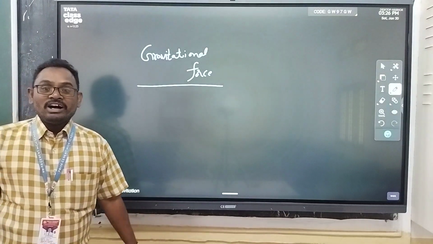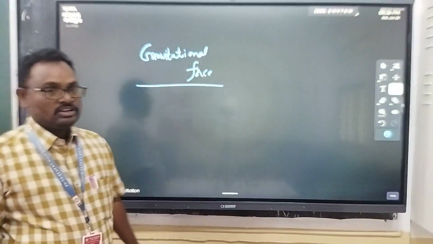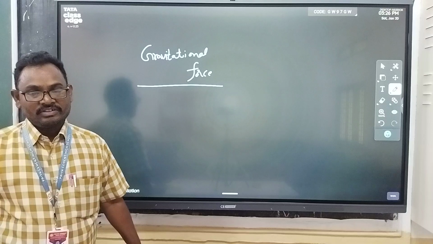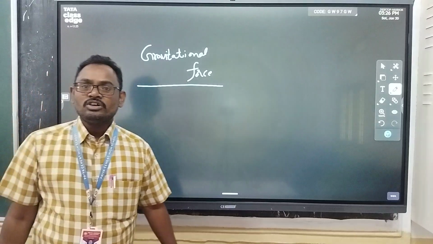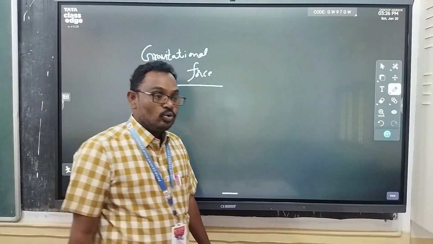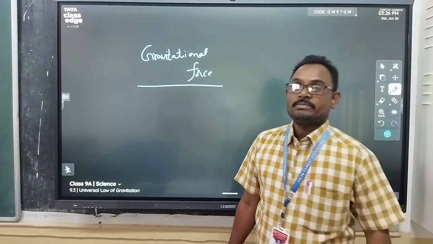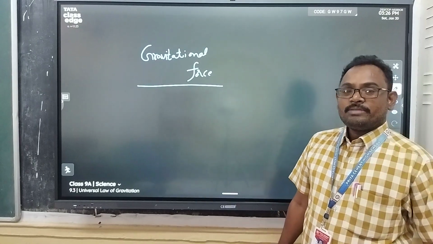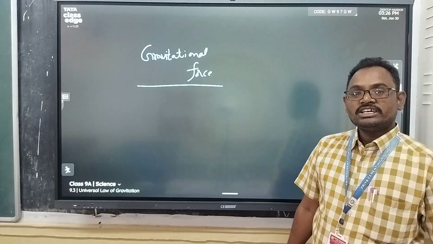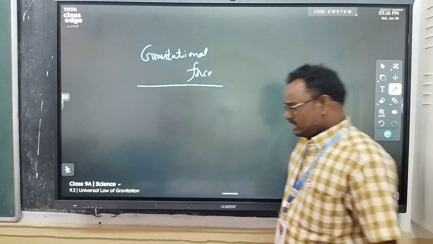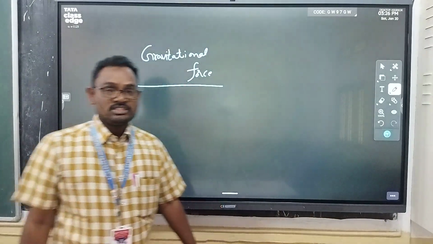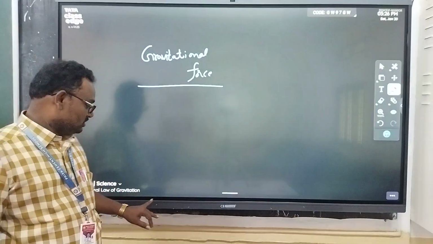But the mass of the body plays a key role here. The objects which have more mass have more force of gravity. The objects which have less mass have less force of gravity. But here another force is acting between the moon and the earth, that is centripetal force. At the same time, the earth is also revolving around the sun. Here also centripetal force acts. Centripetal force is nothing but the force which acts toward the center in a circular path.